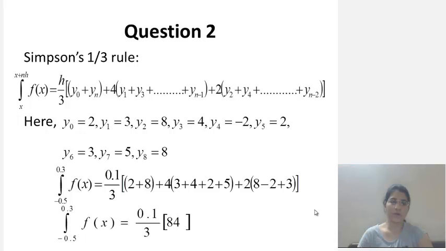Now integrating f of x using Simpson's 1/3 rule. Simpson's one-third rule states that the integration of f of x from x to x plus nh equal to h by 3 into y0 plus yn plus 4 times y1 plus y3 plus so on up to yn minus 1, plus twice of y2 plus y4 up to yn minus 2. Here y0 equal to 2, y1 equal to 3, y2 equal to 8, y3 equal to 4, y4 equal to minus 2, y5 equal to 2, y6 equal to 3, y7 equal to 5 and y8 equal to 8. Now substituting the above values in the formula, we will get this equation, and Simpson's one-third rule equates to this.